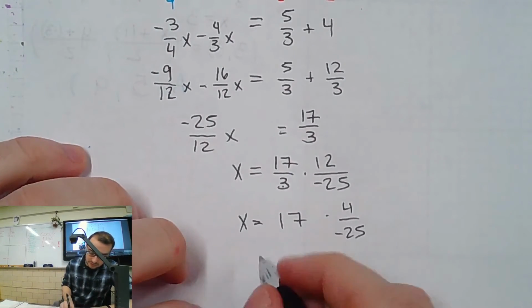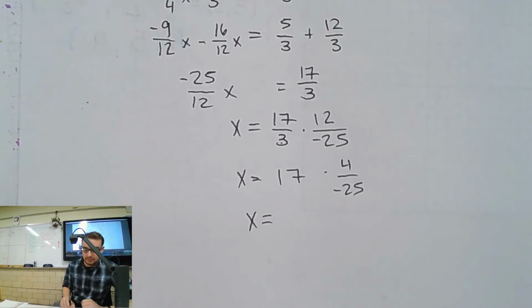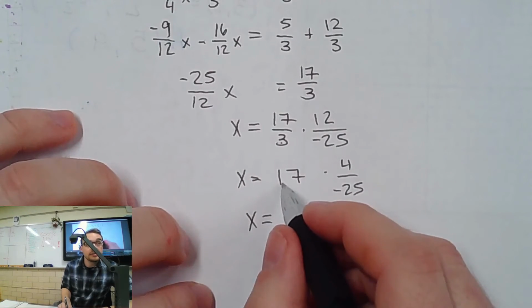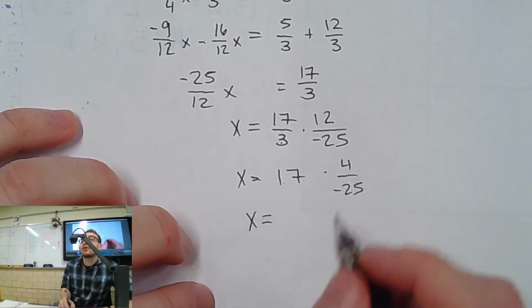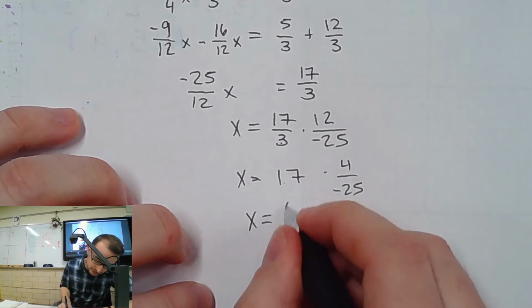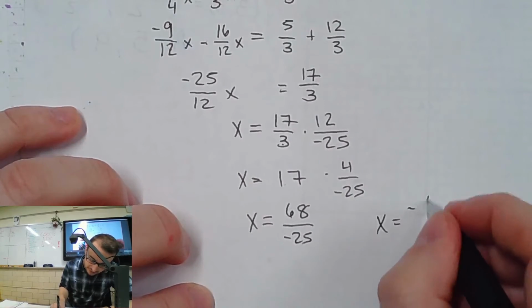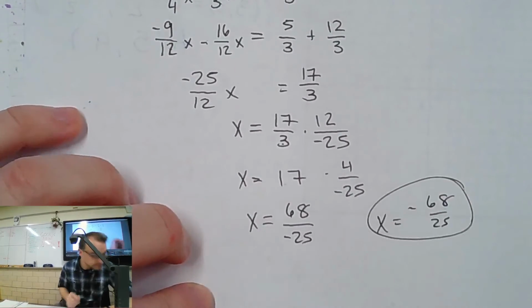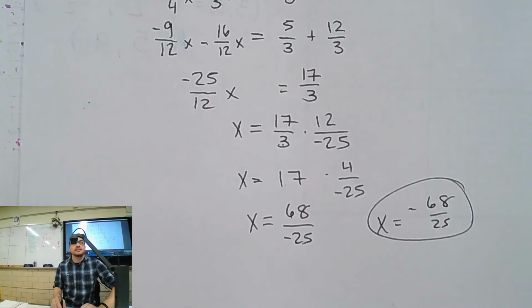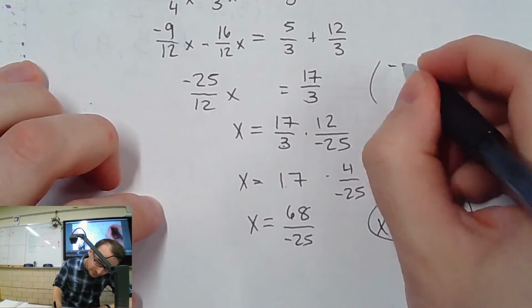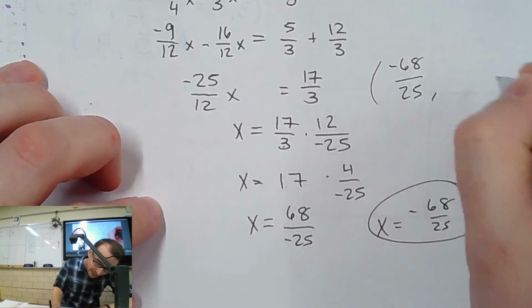Let's do 4 times 17. What's that? 68. So it's 68 over negative 25. So x is negative 68 over 25. Yikes. So negative 68 over 25 for x.